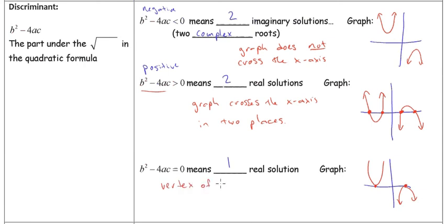And so the vertex of the graph is on the x-axis, and it's the only x-intercept. The only x-intercept, and that's the only solution if b squared minus 4ac is equal to 0. Back up here we had two x-intercepts, and for the imaginary solutions we have no x-intercepts.